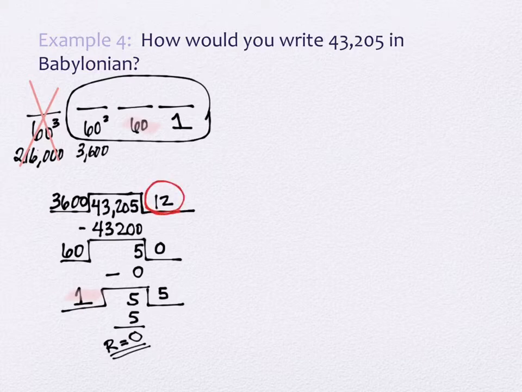How do I write a 12 in Babylonian? Arrow and 2 triangles. Now what I'd really like is some symbol for 0, but I don't have one. So I can't write anything down. At best I could leave a placeholder space, but there's nothing to write there. The next digit says 5, so how do I write a 5? Yeah, sorry, I wrote that wrong. 5 triangles.